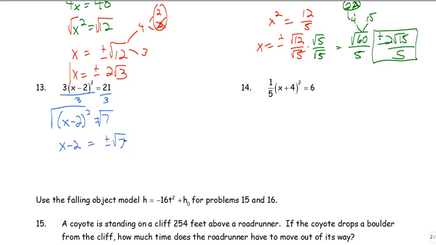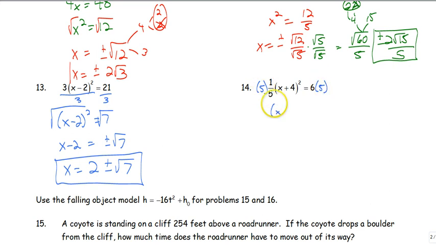And now to solve for x, the final step, add 2. So we get x is equal to positive 2 plus or minus root 7. And that will be both of your solutions. Alright? Last one. Get rid of the 1/5 by multiplying by 5.